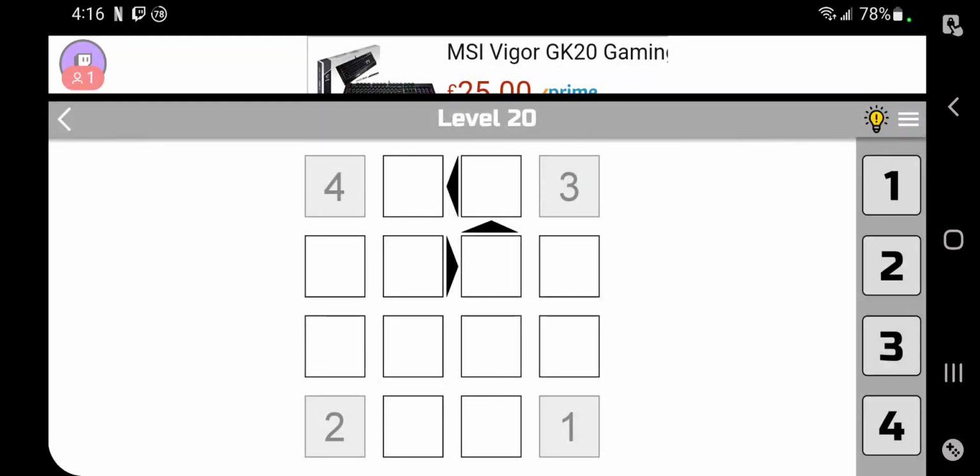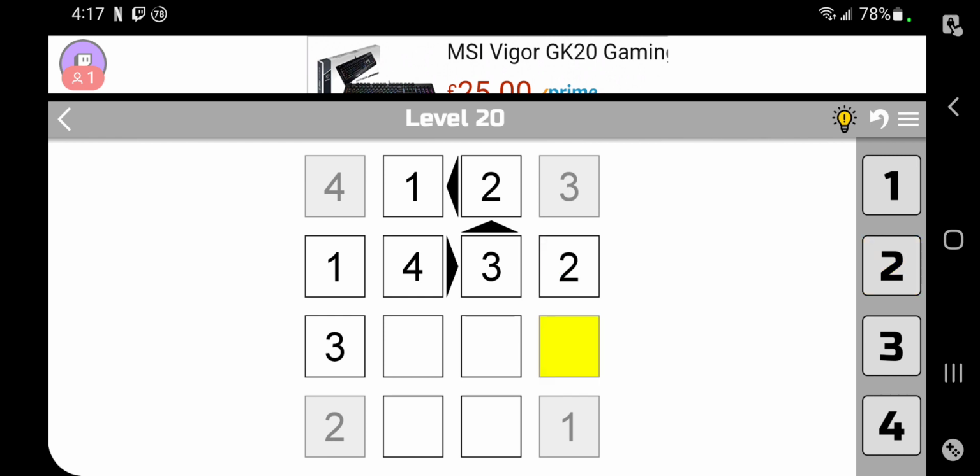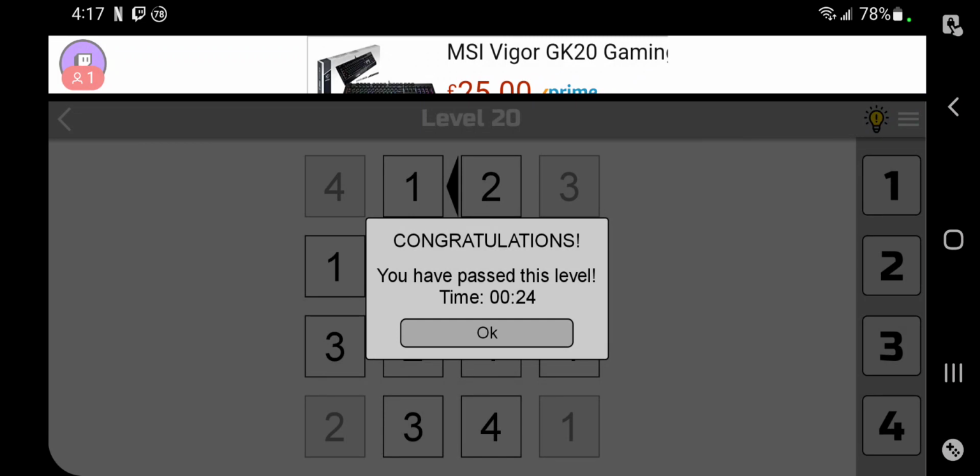Last one, we've got this pattern of 1, 2, 3, 4. We're missing a 3 and a 2 and a 1, therefore that must be a 3, that must be a 2, and that must be a 4, that must be a 1, and that must be a 4, and that must be a 2, and that must be a 3. 24 seconds, alright, that's the fastest I've done.